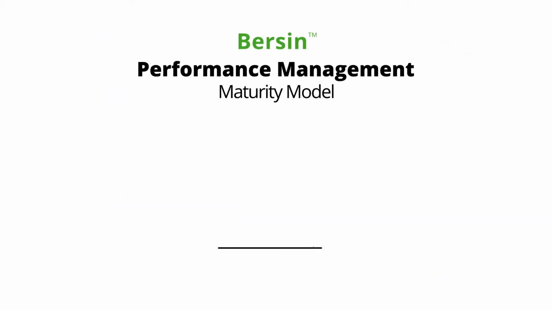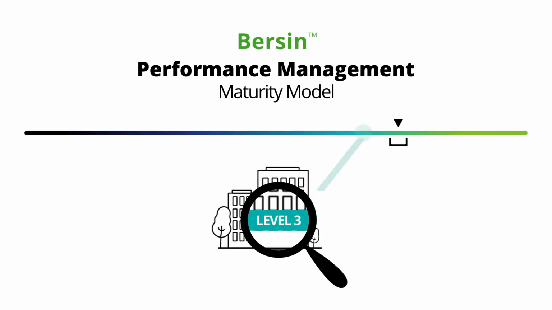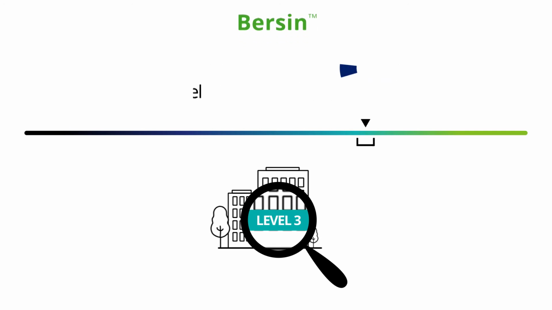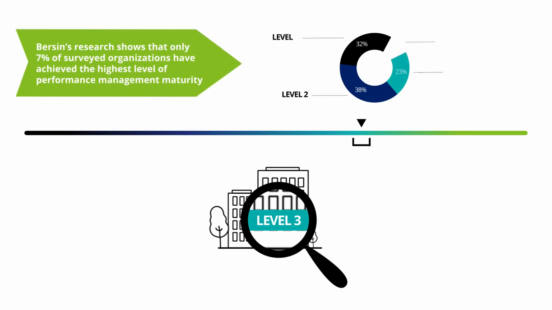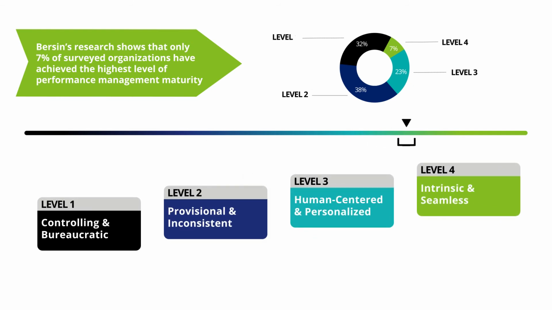Burson's performance management maturity model helps organizations assess their current capabilities and identify the next set of practices to move up the maturity curve in performance management. The performance management maturity model has four levels, with level four being the most mature.